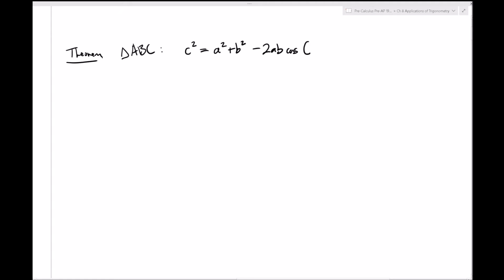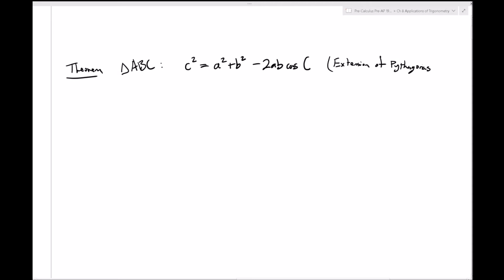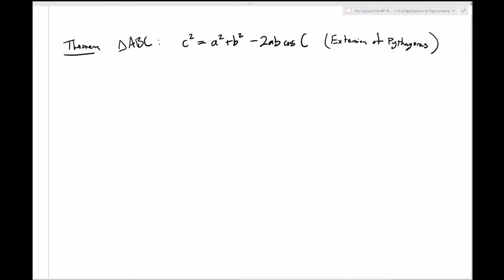So this is actually an extension of Pythagoras' theorem. And the Pythagorean theorem is just one case of this more generalized property of triangles. So that's actually kind of cool.